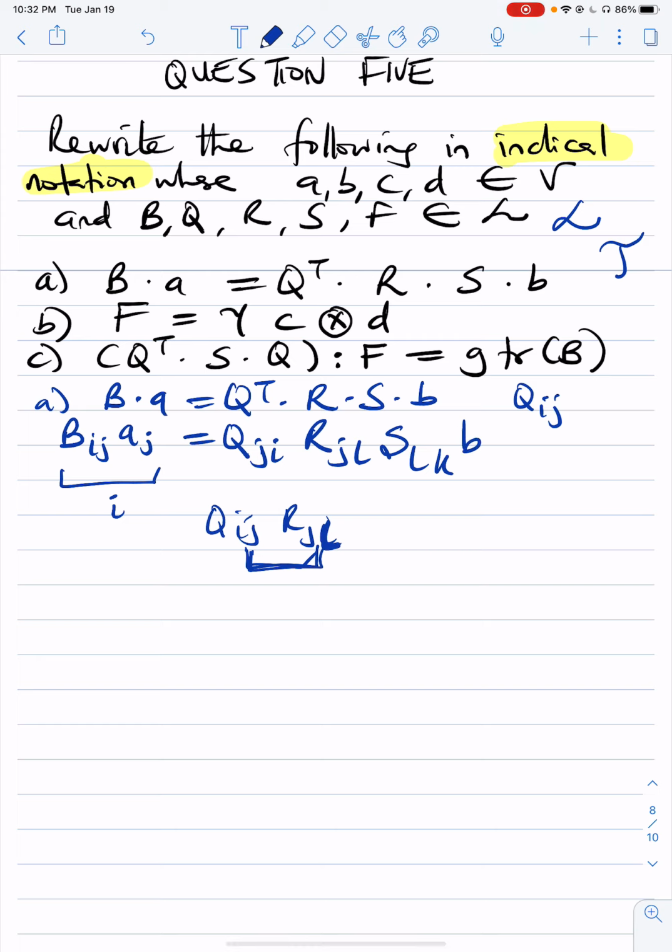Then B, the last one, B is a vector, should be K, right? So let's verify that what we've written is proper. If we have QIJ, this will leave I out here, then you have L here, right? These L's will cancel.